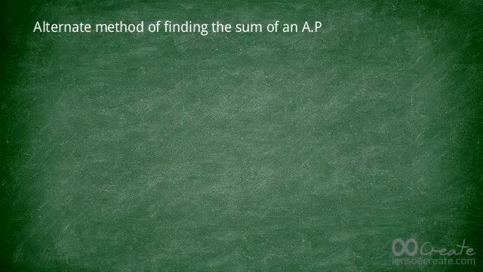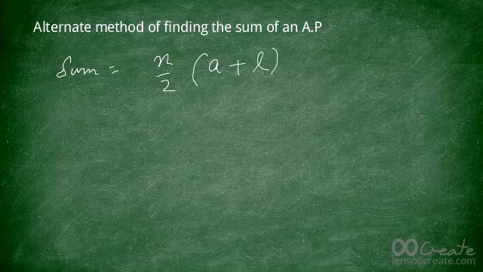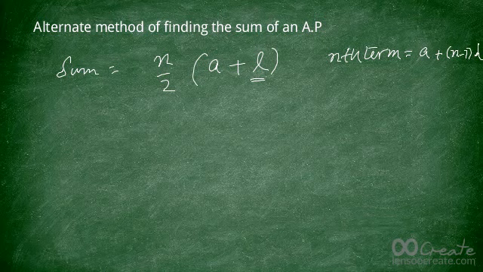Right, so we're going to discuss an alternate method of finding the sum of an arithmetic series. Now, we just learned that the sum of an arithmetic series is equal to n upon 2 into a plus l, where l is the last term, or the so-called nth term of the series. If you remember in the previous video, we discussed that the nth term is equal to a plus n minus 1 times d. This we can replace here in place of l.